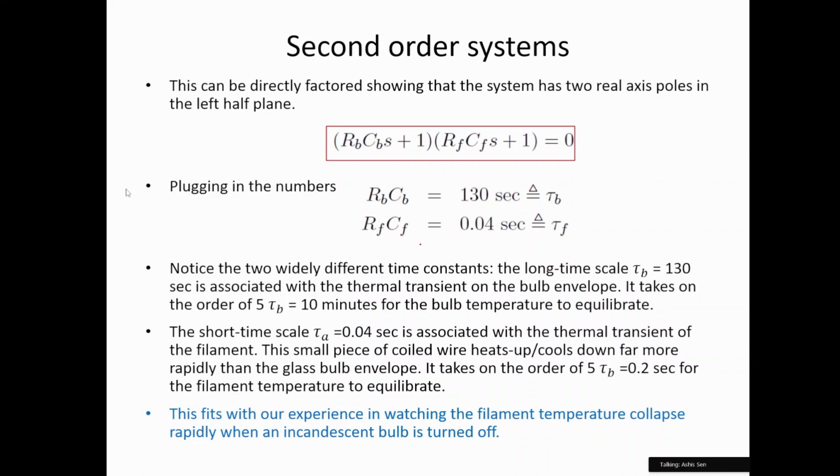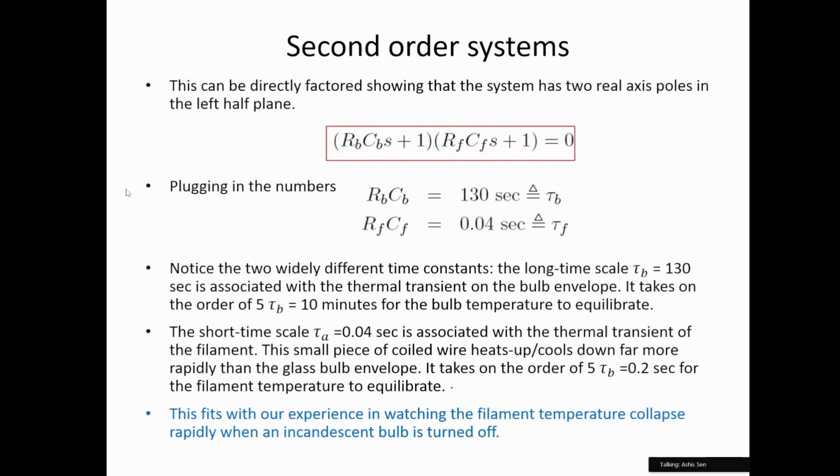But there is another time scale, which is a short time scale, 0.04 second, that is associated with the thermal transients of the filament. This small piece of coiled wire heats up and cools down far more rapidly than the glass bulb envelope. From here, we can say that 5 times the time constant will be only 0.2 seconds for the filament temperature to equilibrate.